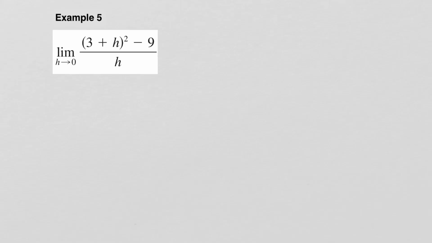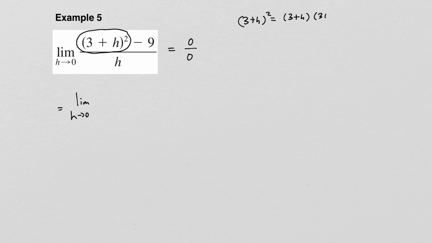In the next example, this is yet another example of getting 0 divided by 0. So if you take the limit as h approaches 0, clearly the denominator becomes 0. And as h approaches 0 on top, you get 3 squared, which is 9, minus 9 is 0. So again, anytime you get 0 divided by 0, what you need to do is try to simplify the expression. Now, in this case, we can multiply this out. So let's remember that 3 plus h to the second power means 3 plus h multiplied by 3 plus h.